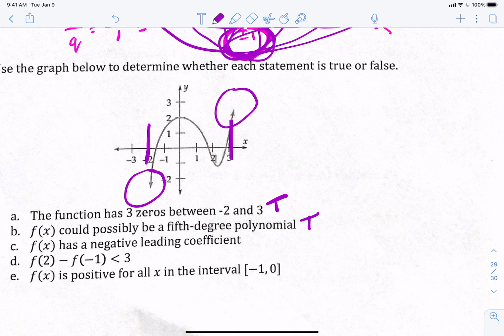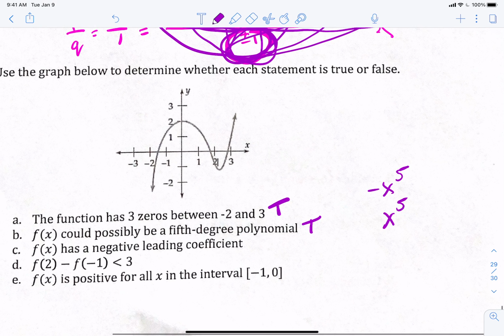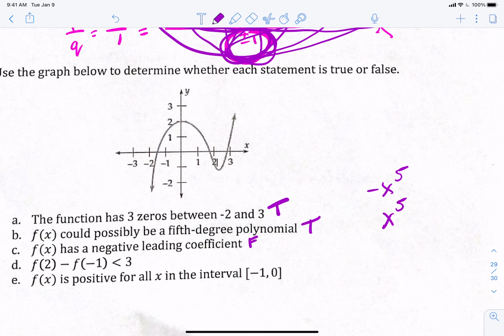C, f of x has a negative leading coefficient. What does that mean? Like it's negative x to the 5th power versus a positive x to the 5th power. Which one is this one? It's going uphill from left to right, technically. Okay, so is it positive or negative? Positive, so true or false? False. It doesn't have a negative leading coefficient.